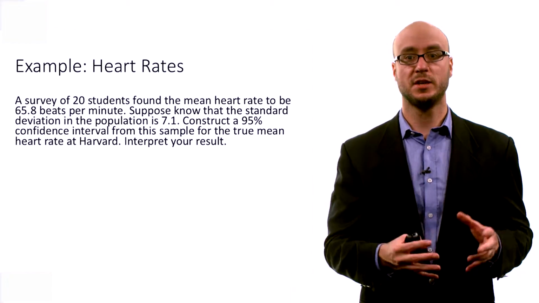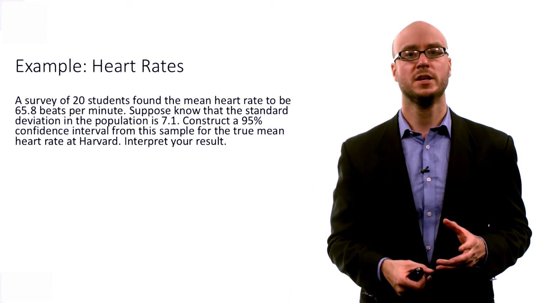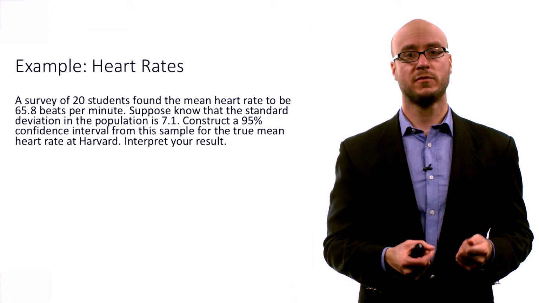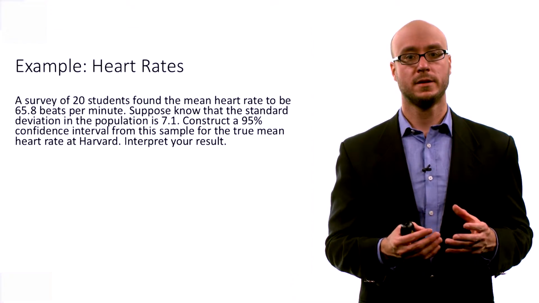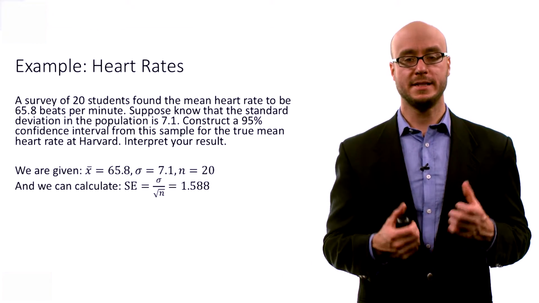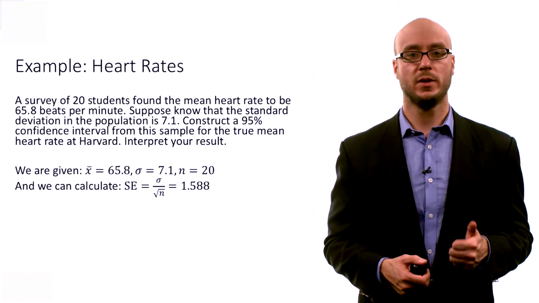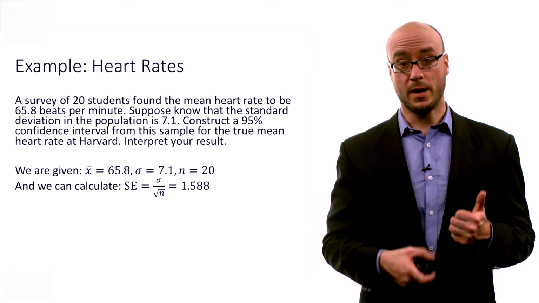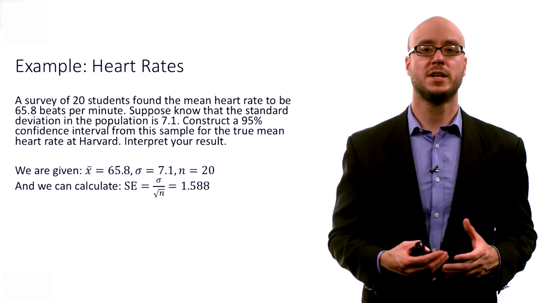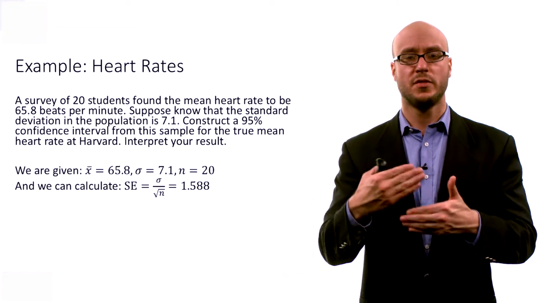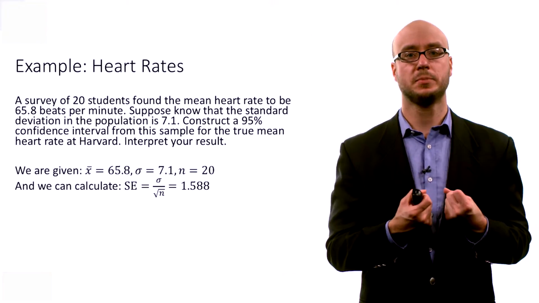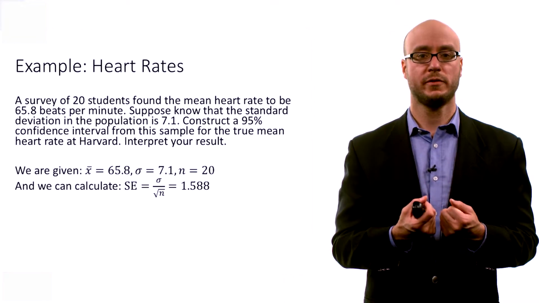Suppose we know the standard deviation of the population is 7.1 beats per minute. So that's our value of sigma, the population standard deviation. Let's construct a 95% confidence interval from the sample for the true mean heart rate, and let's interpret the result. So we're given a sample mean, which is 65.8 beats per minute, a population standard deviation of 7.1, and we know the sample size is 20. In this case, the population is the set of all Harvard students, and we just have a random sample of 20 students from Harvard.